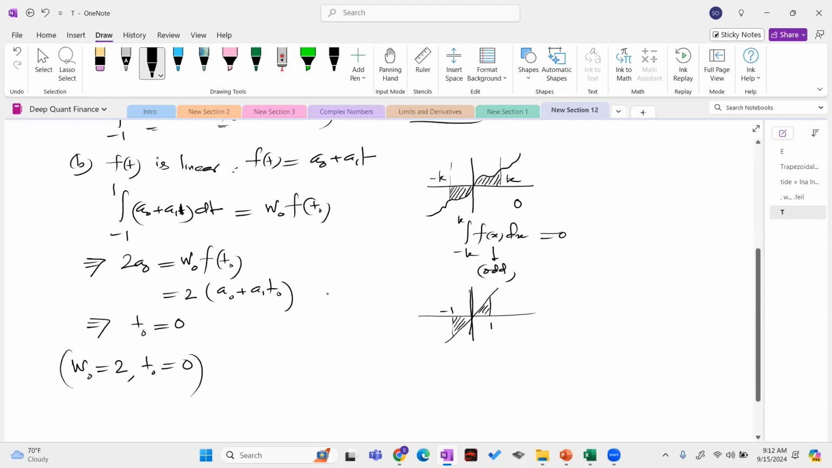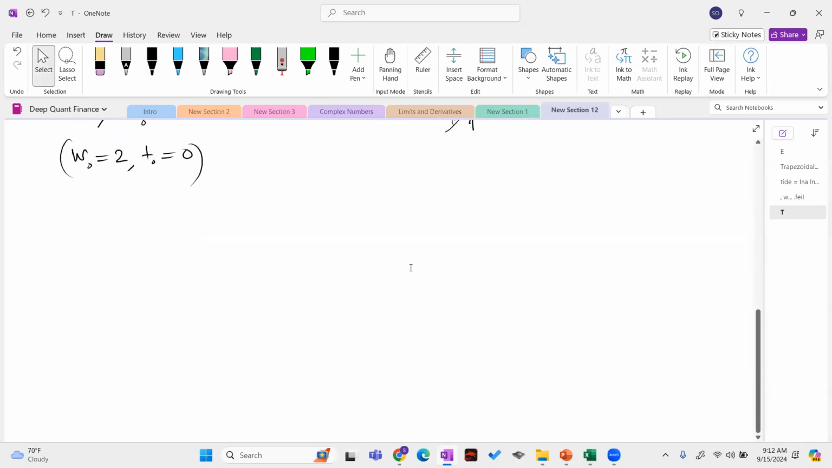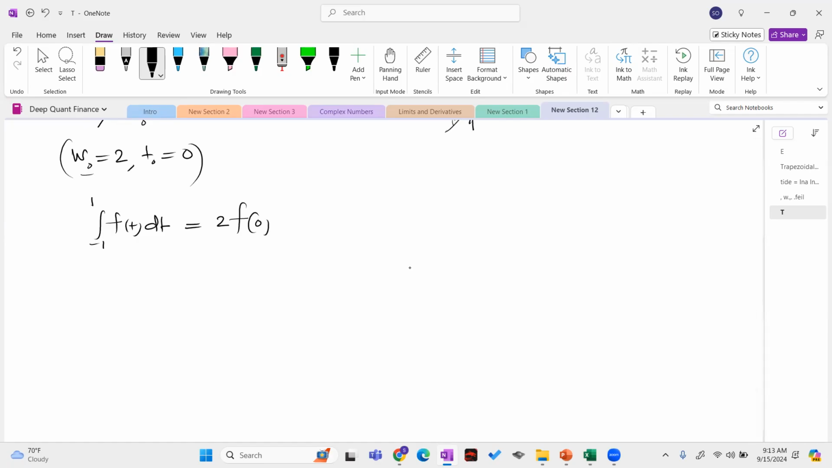Using this combination, we can exactly calculate this integral. No error, up to linear term. Any linear equation you take, this integral is simply 2 times W0 times f of t0, that is f of 0. That is powerful stuff, right? Any linear function you take, so this is for linear case. Any linear function's integral from -1 to +1 is given by 2 times the value of the function at 0.